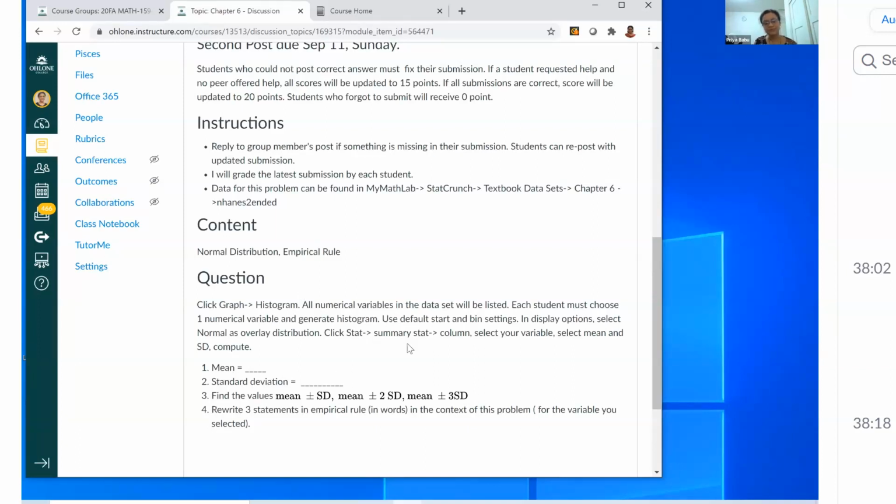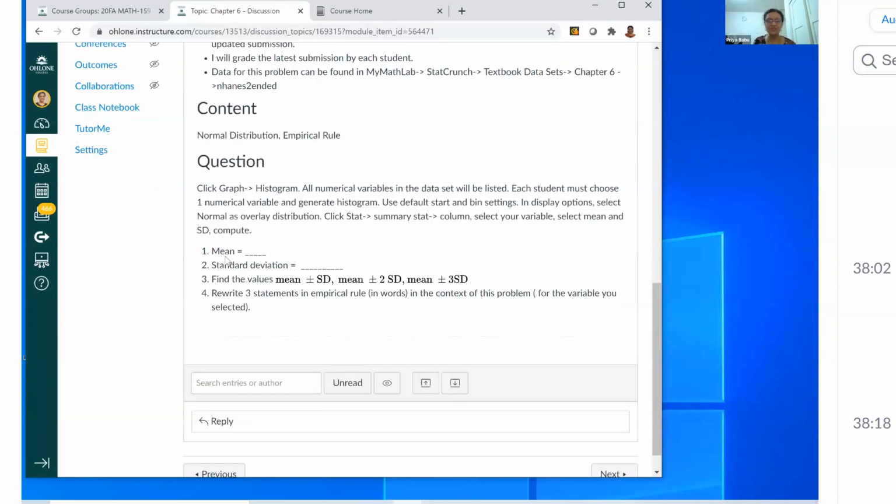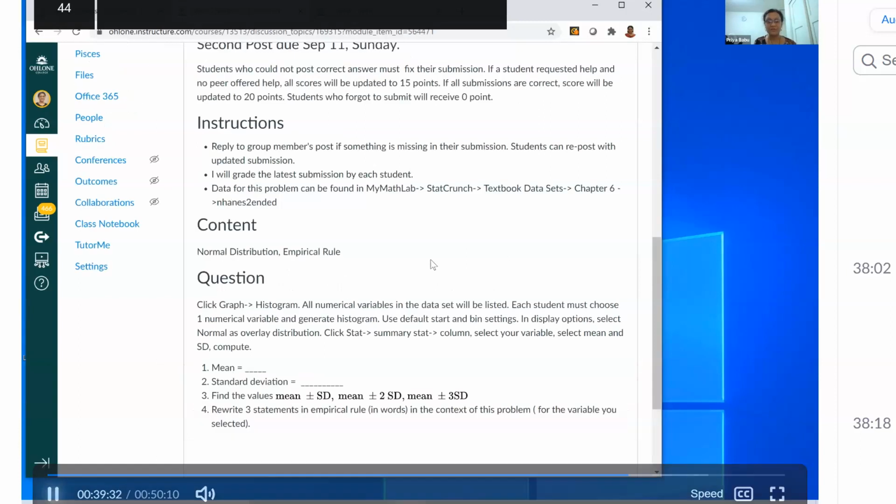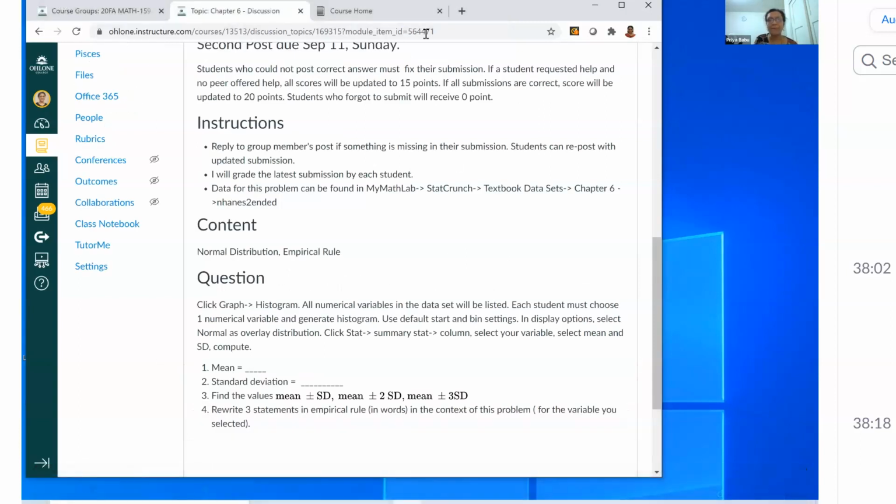So we're going to do an approximately symmetric distribution and then answer these questions. Each student will do one variable there, and then write the empirical rule statement. Maybe I will show you one, and then we will finish class today. Tomorrow I will start chapter 6, new content.